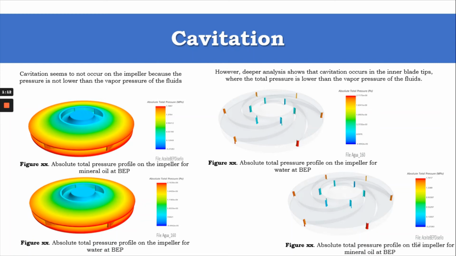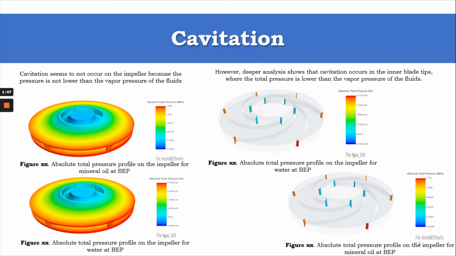As we can see in the absolute pressure profiles of the impeller, it seems that there are no regions in which the absolute total pressure is lower than the vapor pressure of the fluids. However, deeper analysis over the impeller shows that on the inner tips of the blades there are some points in which the pressure is lower than the vapor pressure of the fluid. In this way, cavitation occurs for both water and mineral oil.